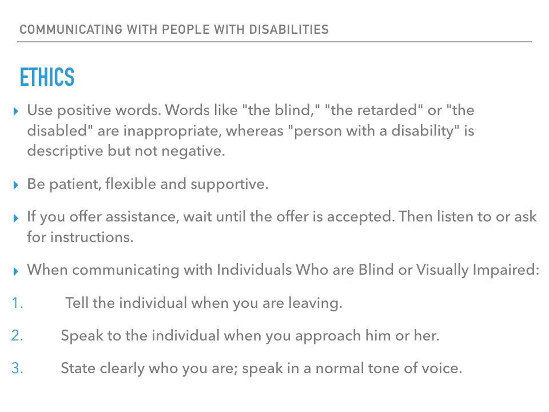If we offer assistance to a person, we should wait until the offer is accepted. Don't be offended when your offer is rejected; then listen to or ask for instructions. When communicating with individuals who are blind or visually impaired, tell the individual when you're leaving, speak to the individual when you approach him, and state clearly who you are. Speak in a normal tone of voice.